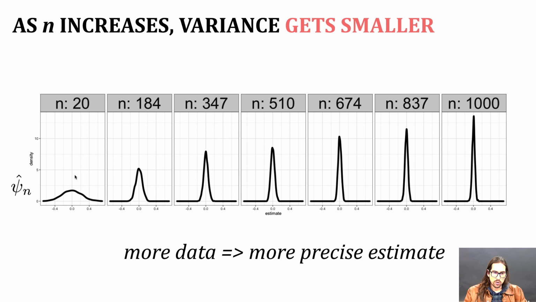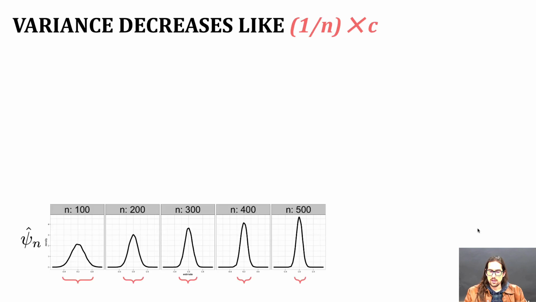And so with these asymptotically normal estimators, the only thing that's changing as you increase n is this variance, because there's only variance and bias, and this variance is decreasing. So you're getting a more precise estimate. How does it decrease? Well, it turns out that it actually decreases like 1 over n times some constant. So I'll show you what I mean by that.